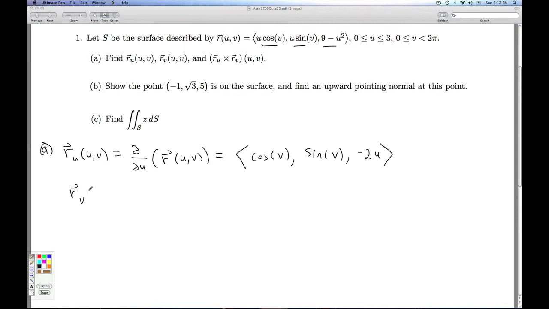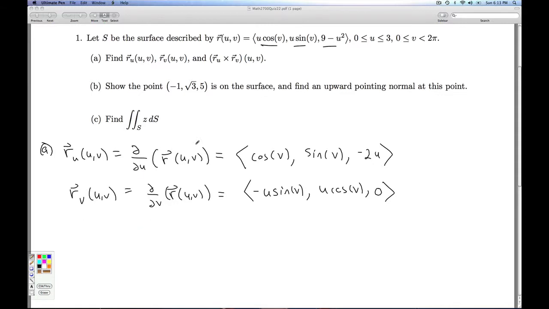Similarly for r_v, that's the partial derivative with respect to v of this function. It's going to go component wise as well. I'm going to have negative u sine v, u cosine v, and 0.